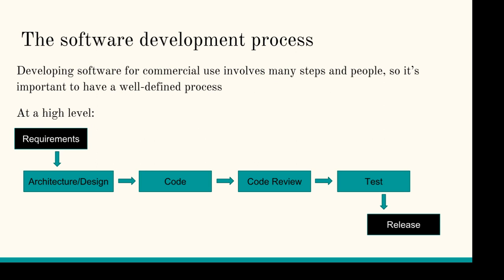At a high level, we get requirements first, and from those requirements, who are from the client, the person that we're making the software for, we come up with an architecture and design for what we're going to build, and we make sure that we address the problem that we're trying to solve and address the requirements given by the client. Once we have a fairly solid idea about the architecture and design, we can start to write some code.